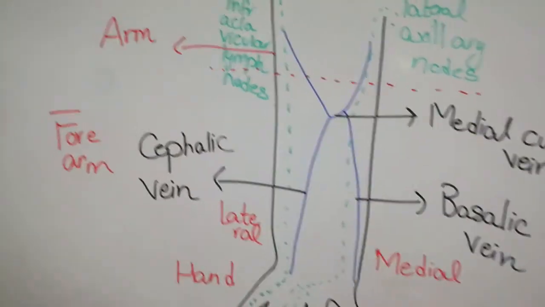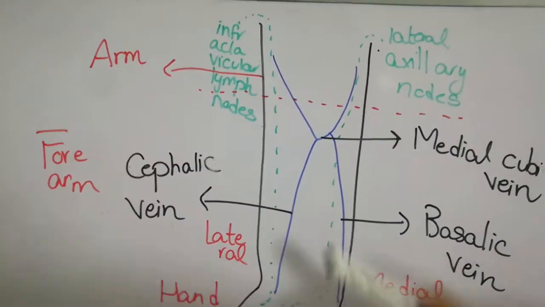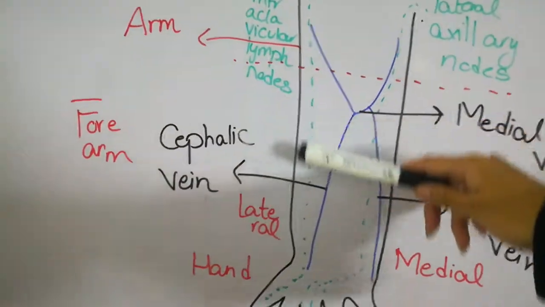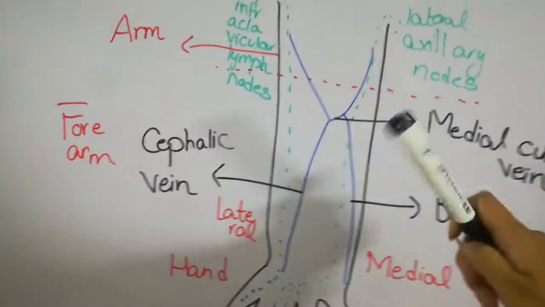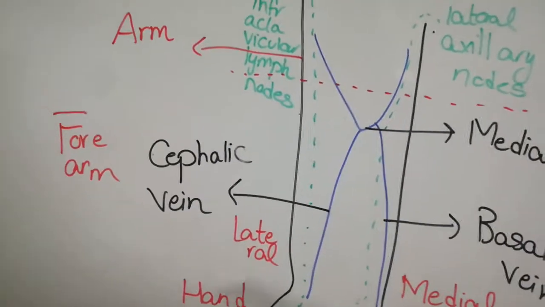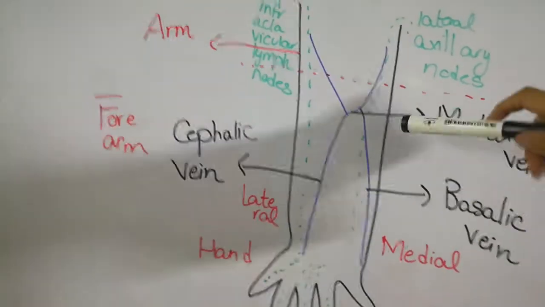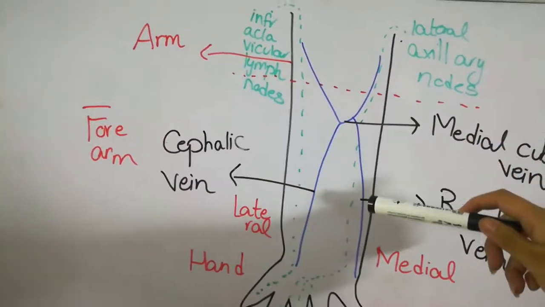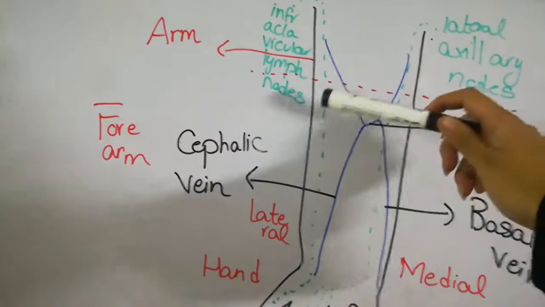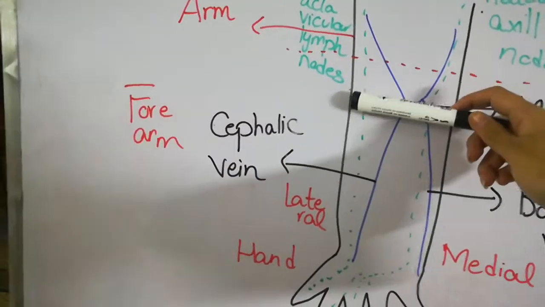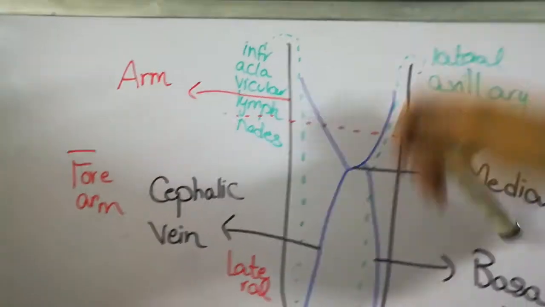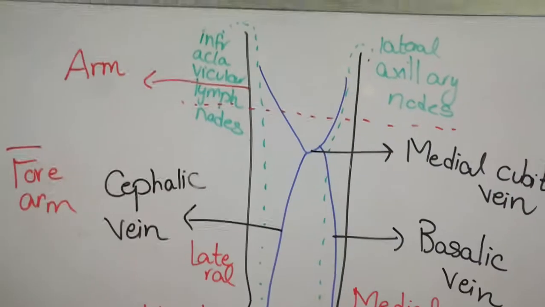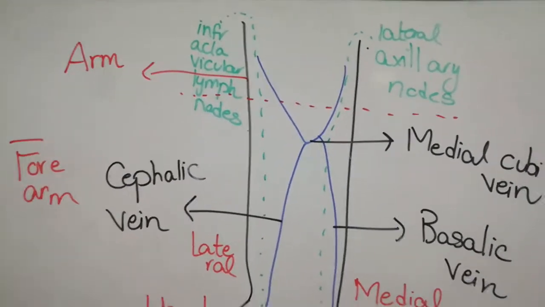Now, the sensory nerves supplying the forearm are going to be on the lateral side as well as on the medial side. The nerve supplying the lateral side of the forearm is called the lateral cutaneous nerve of the forearm, a branch of your musculocutaneous nerve. The nerve supplying the medial side of the forearm is called the medial cutaneous nerve of the forearm. It has anterior and posterior branches, and the same on the lateral side, anterior and posterior branches. And on the back of the forearm, the nerve supplying that part is known as the posterior cutaneous nerve of the forearm.